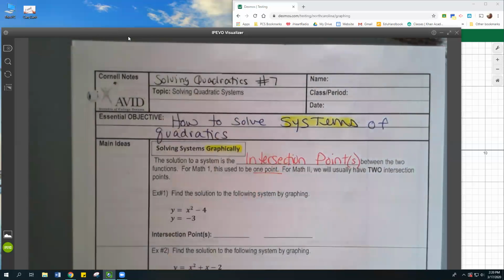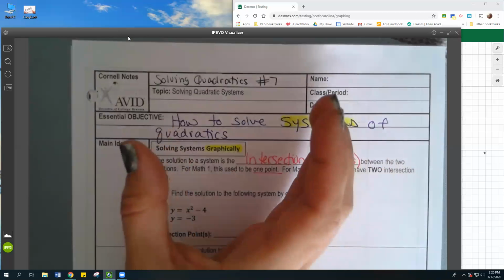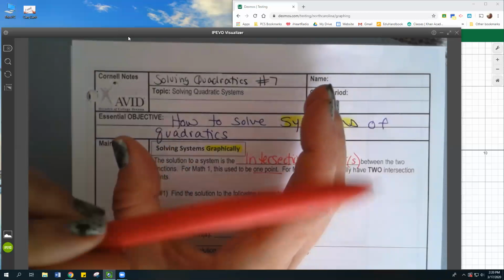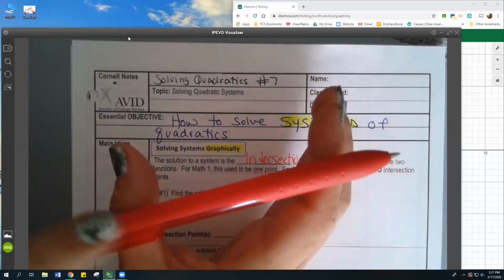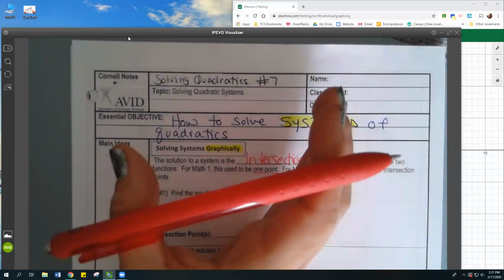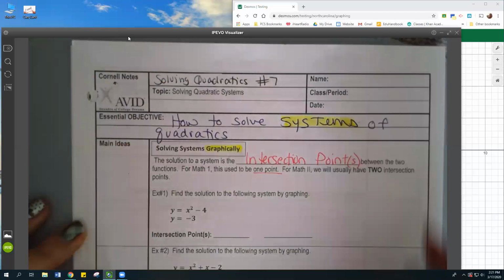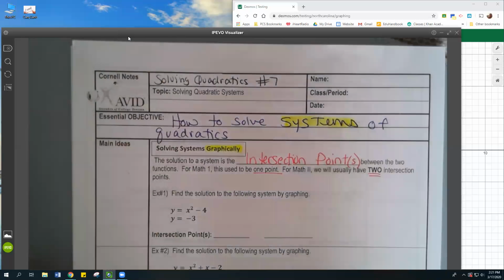So for Math 2, because we're drawing a quadratic, a parabola, a U-shape, it is possible that I could have a line that goes across my quadratic, which means that I would have two intersections. So it doesn't have to be two, but we are usually going to have two intersection points. So let's do number 1. We're going to find the solution by graphing.